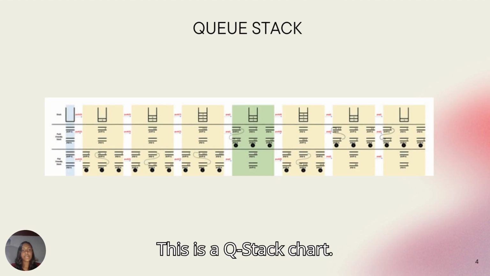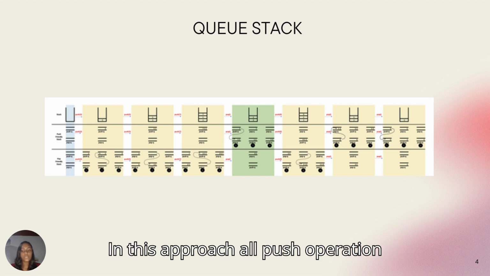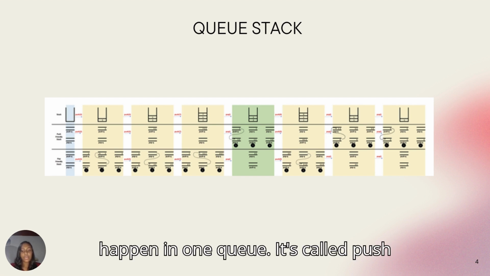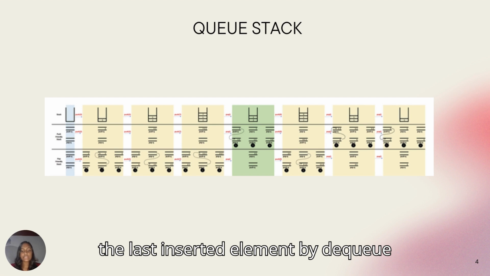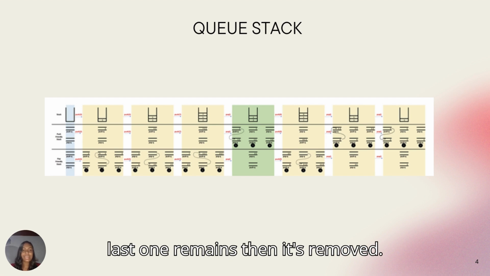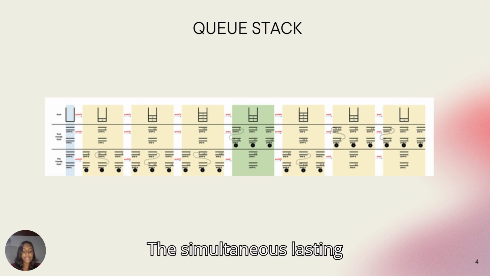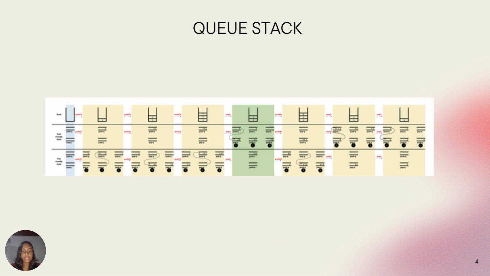This is a queue stack chart. This queue stack chart shows a push-friendly stack using a queue for the push operation. In this approach, all push operations happen in one queue. It's called the push queue. The pop operation retrieves the last inserted element by dequeuing and reinserting elements until the last one remains, then it's removed.